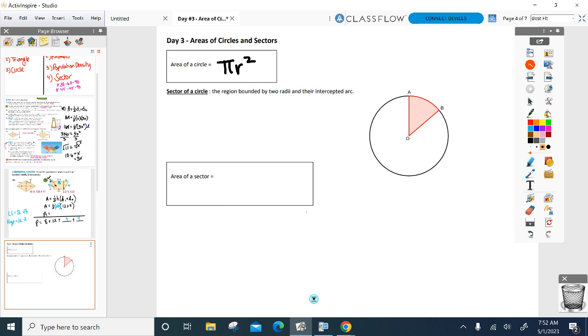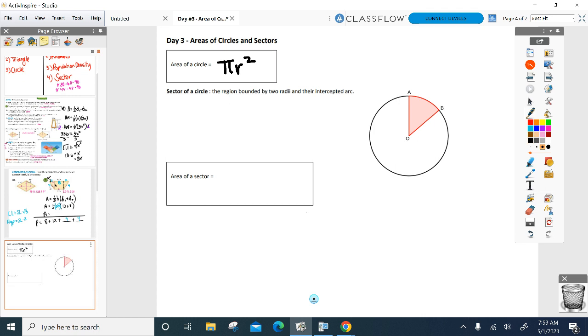Here's our focus today: area of what's called a sector. And here's a sector. You've got two radii and an arc. Is it a piece of pie or a piece of pizza? If you want to think of it that way, sure. But that's what a sector is: two radii and an arc that connect them.